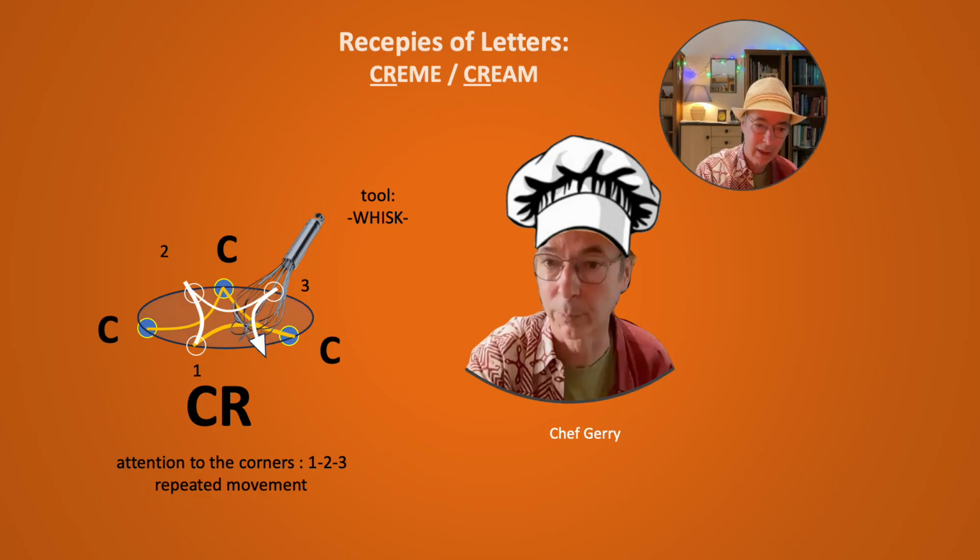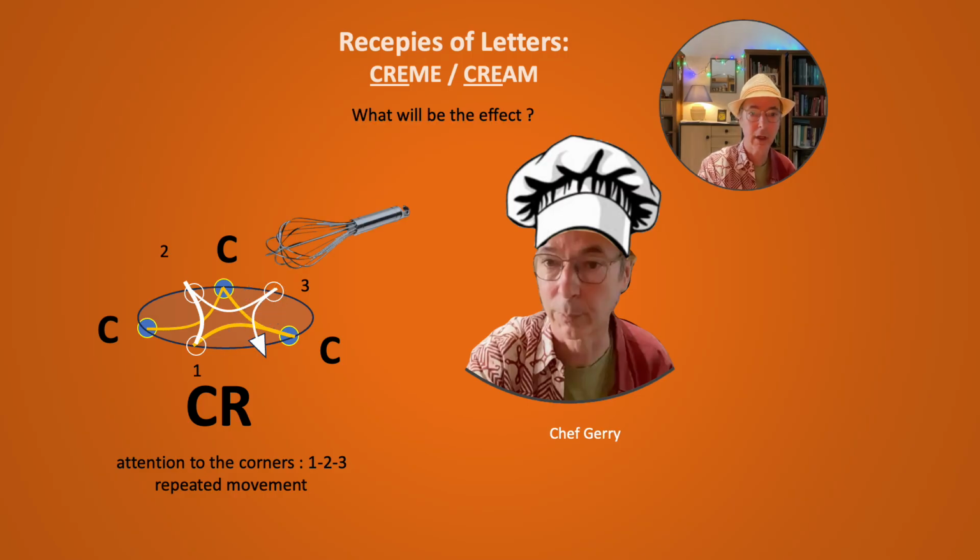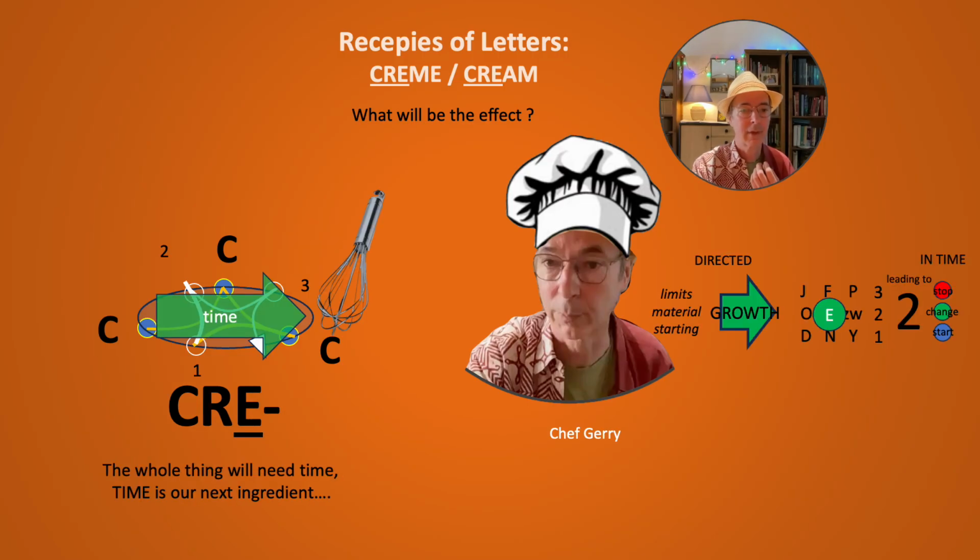With my whisk, I will repeat my movement at the borders. I'll keep my attention to feedback. What will be the effect that I'm looking for will be the next letter, which will be the E. The E is related in my scheme with time. It is about time. It is about timing, so I have to time it.